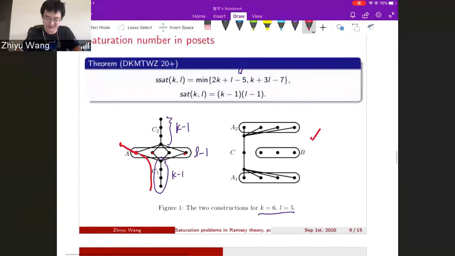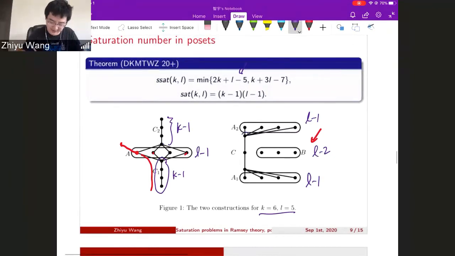This example is a little bit different. Here we have an L minus 1 anti-chain, and another L minus 1 anti-chain. I think this B is an L minus 2 anti-chain. And then in here, we put a chain of size K minus 3. And then all the elements in A2 are above the highest element of C. All the elements in A1 are below the minimal element of C.